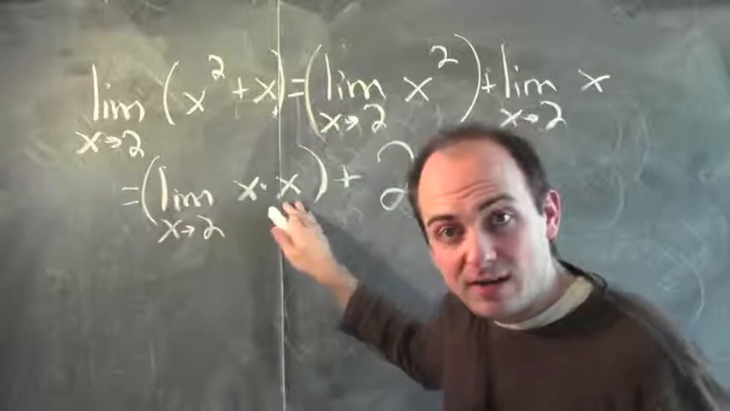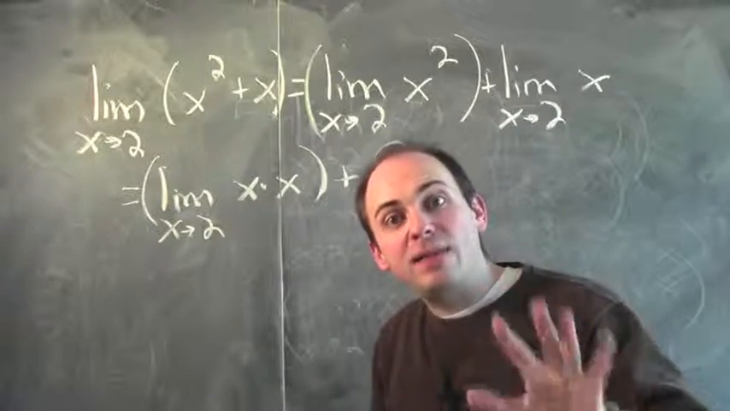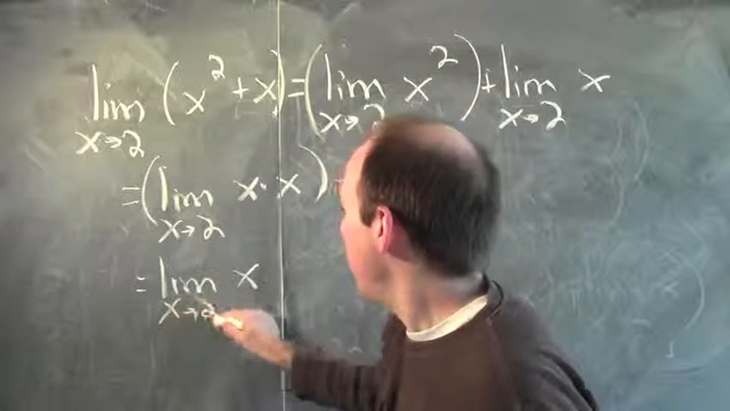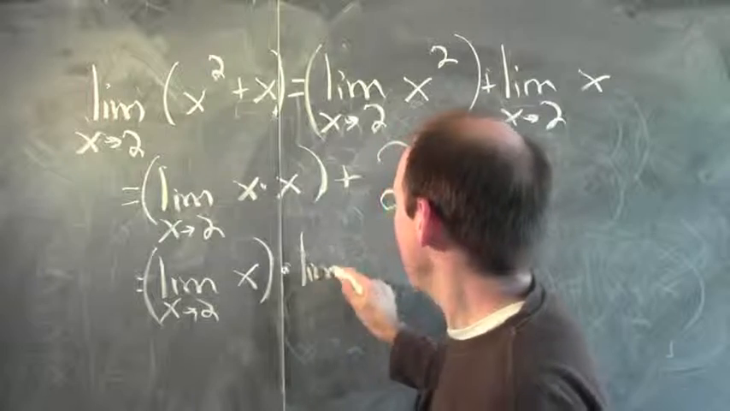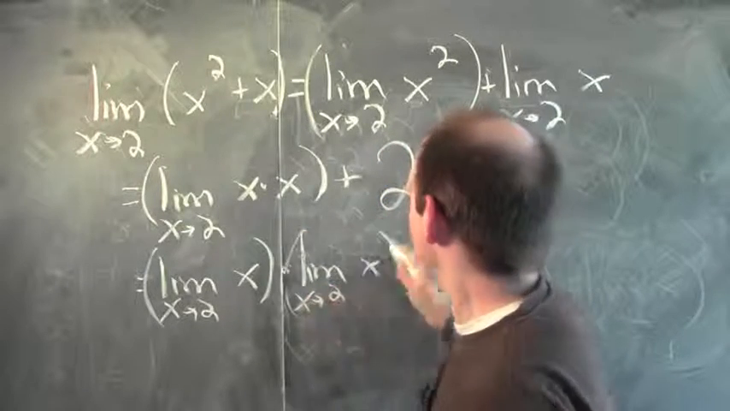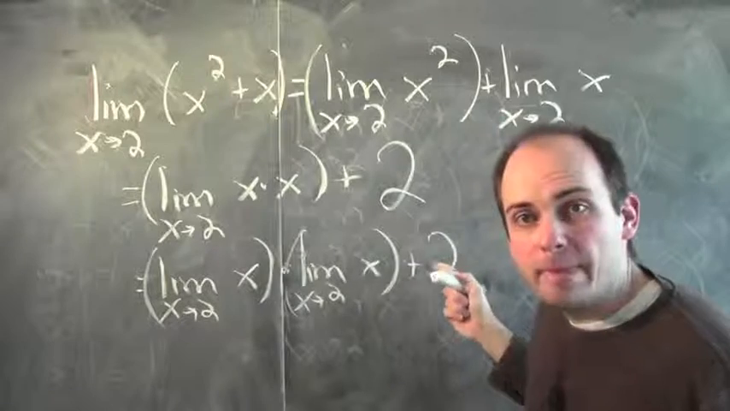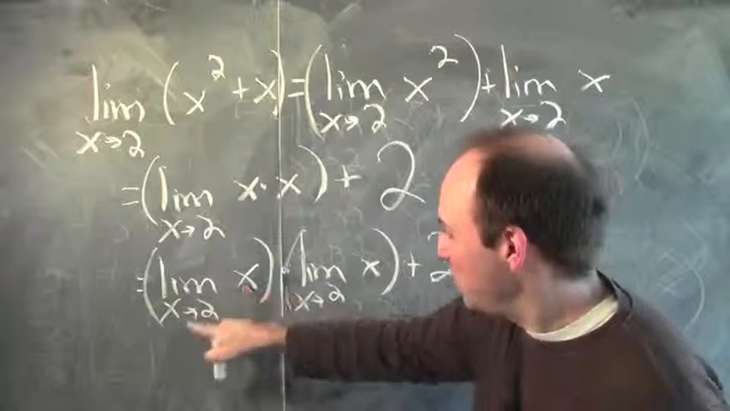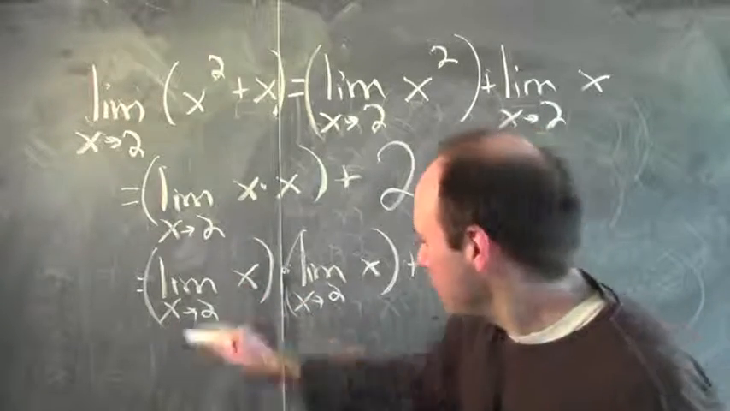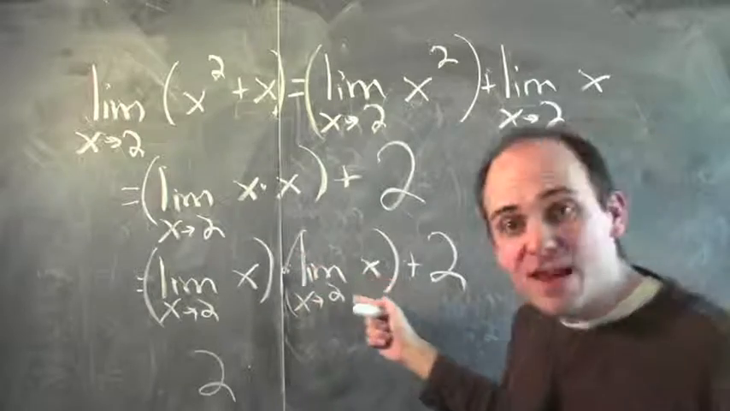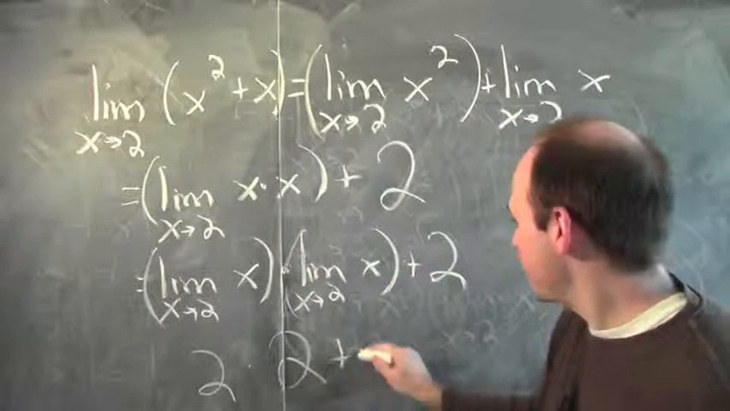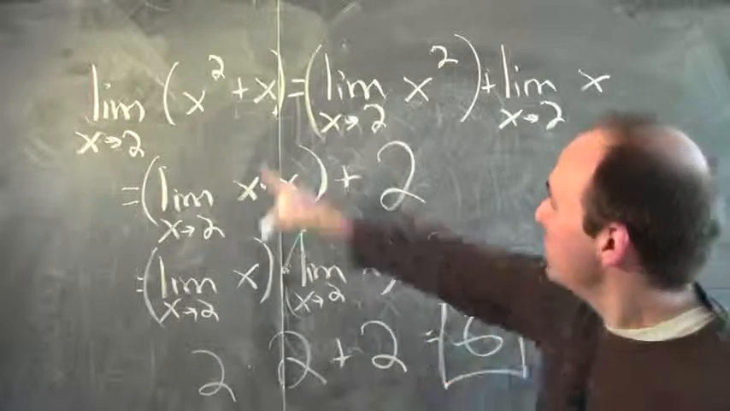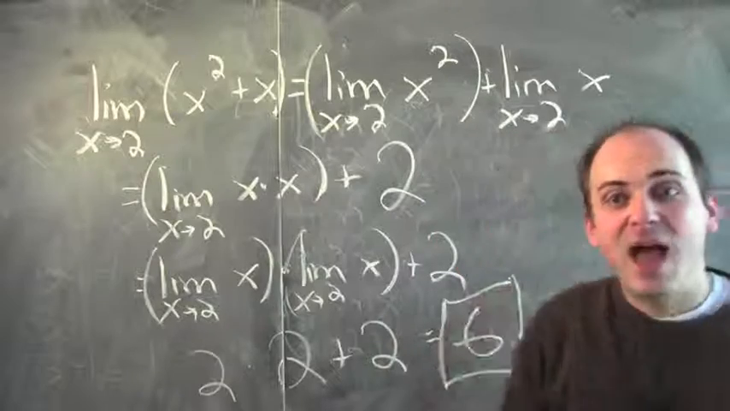Now this is the limit of a product. And the limit of a product is the product of the limits provided the limits exist. So this limit is the limit of x as x approaches 2 times the limit of x as x approaches 2 plus 2. Now again, the limit of x as x approaches 2, what can I guarantee that x is close to if x is close to 2? Well, 2. So this is just 2. This limit is the same thing. It's again just 2. And here I plus 2. 2 times 2 plus 2 is 6, which is the value of the limit of x squared plus x as x approaches 2.